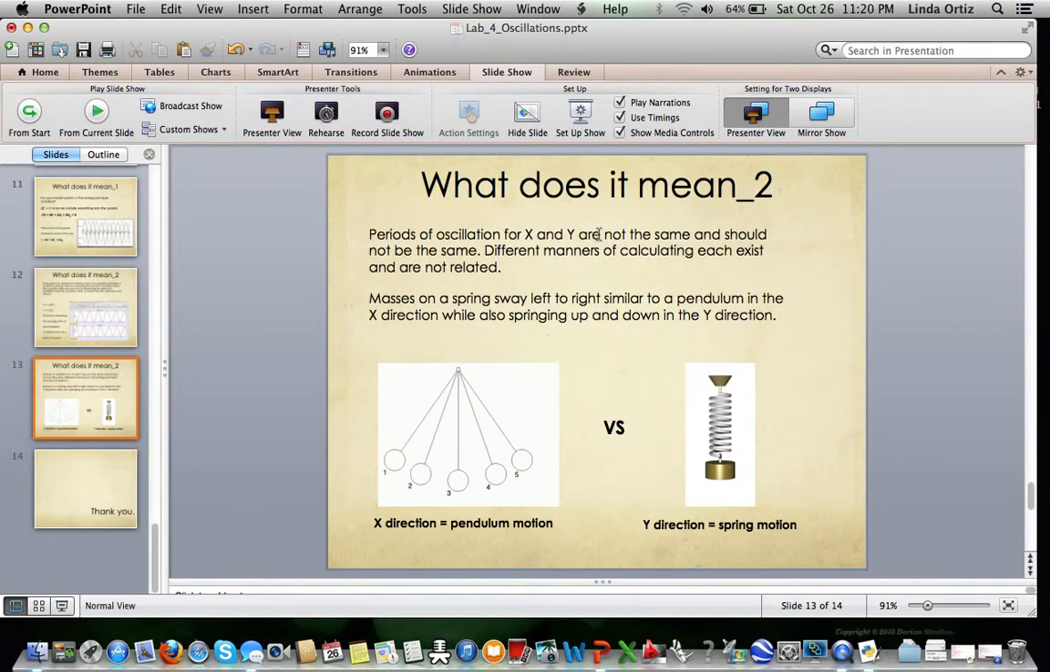Periods of oscillation for x and y are not the same and should not be, for different manners of calculating each exist and are not related. Masses on a spring sway left to right, similar to a pendulum in the x direction, while swinging up and down in the y direction. It's perfectly fine that they're not the same.